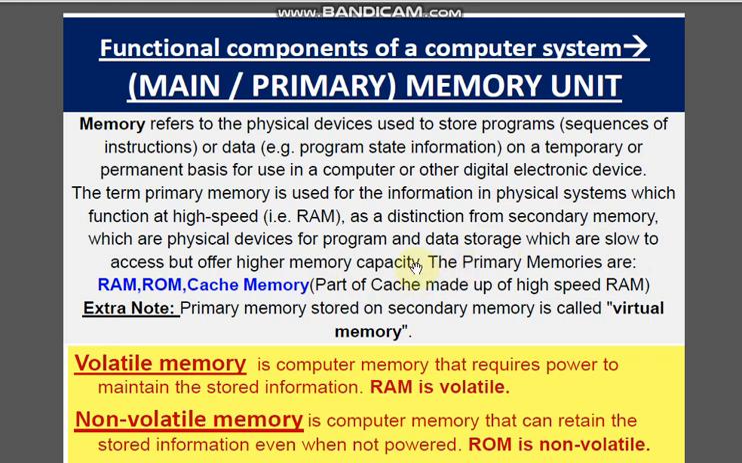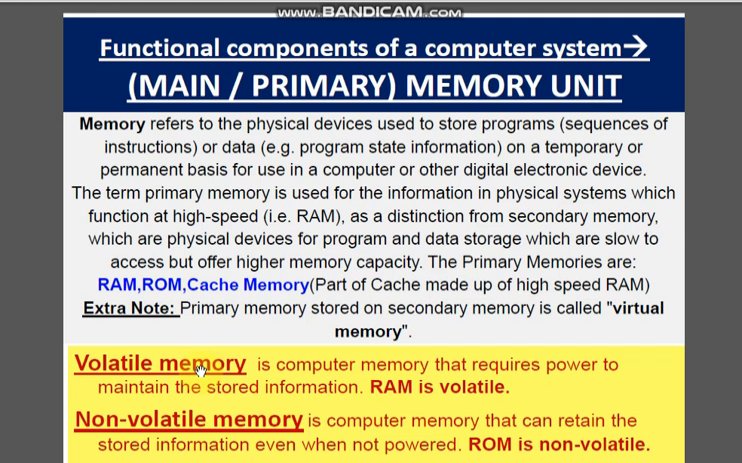So the primary memories are RAM, ROM, cache memory. Part of cache is made up of high speed RAM, so that is why we are saying cache memory is our primary memory. Primary memory stored on secondary memory is called virtual memory. Now this is something extra you should know.